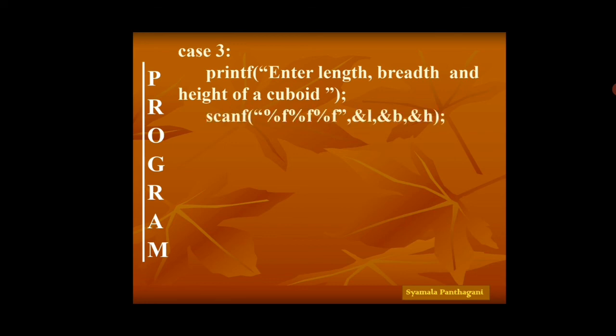scanf. Here I am taking three variables as inputs. That's why I have written here %f %f %f. No need to keep commas in between these type conversions. But in &L, &B, &H, we are separating the variables only. No need to separate these type conversions. V is equal to L into B into H. Volume is equal to length into breadth into height.